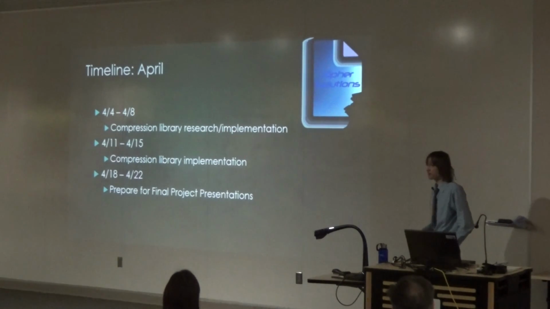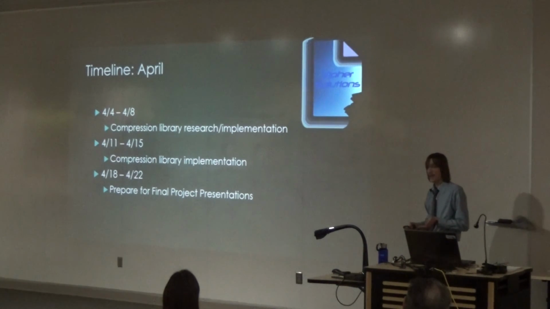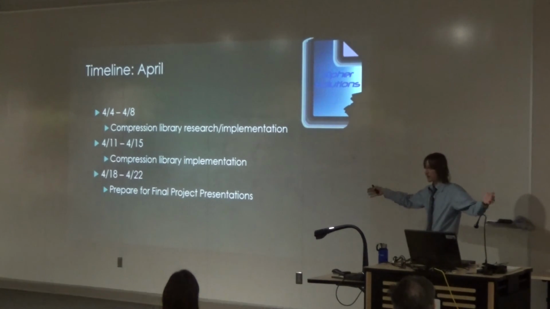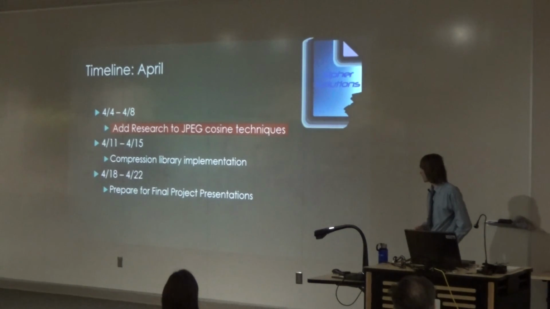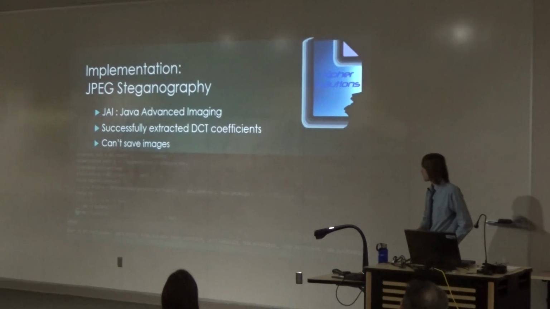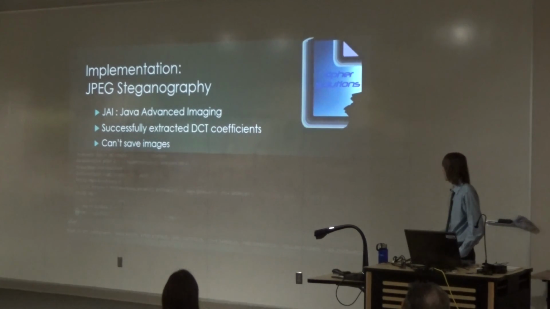April, I was looking at implementing a compression library because one of the things that I noticed was that on my original prototype, the encrypted text was much longer than the original text, so what I wanted to do was compress that down with the compression library and prepare for the final project presentation. But really, what happened was this happened in January in terms of compression libraries, just because I managed to get a little bit ahead in the month of January. I added some research to the JPEG cosine curve steganography techniques, so I knew a little bit more about it and really implemented it. And this is pretty much where I am right now in my project.